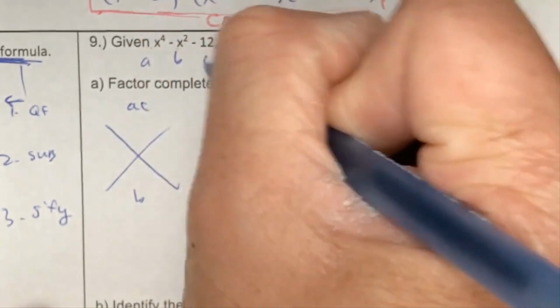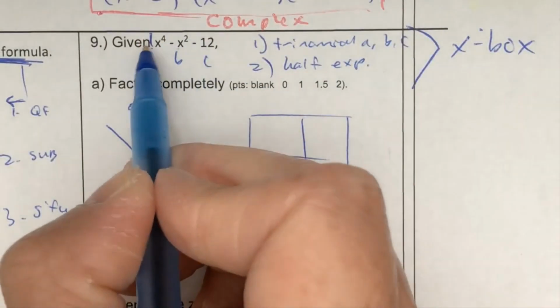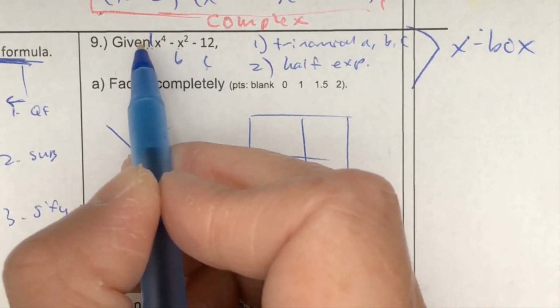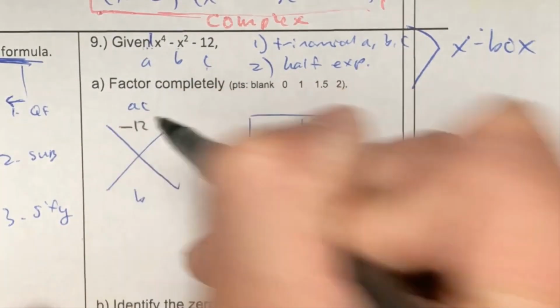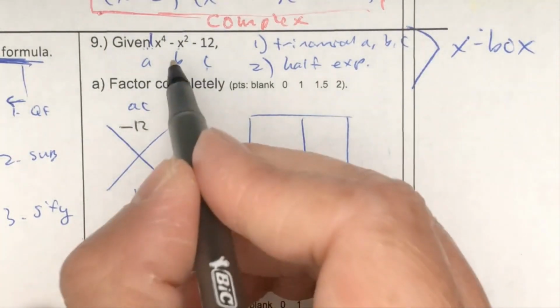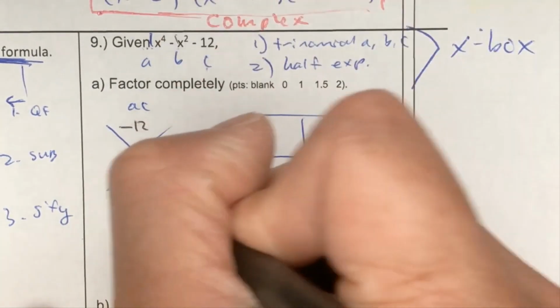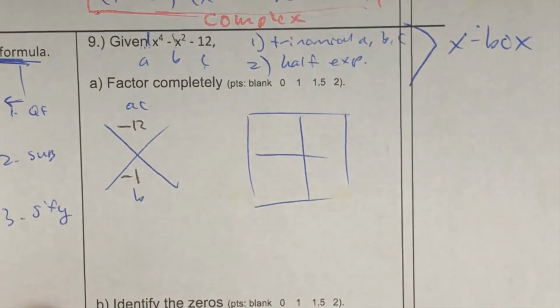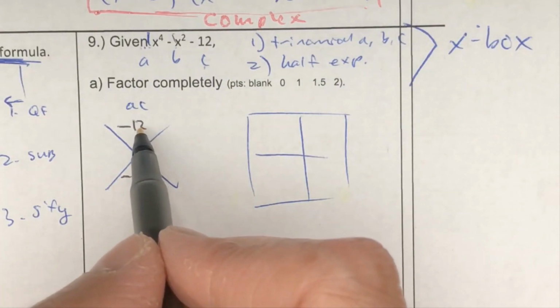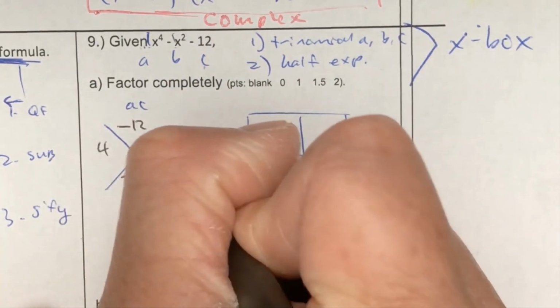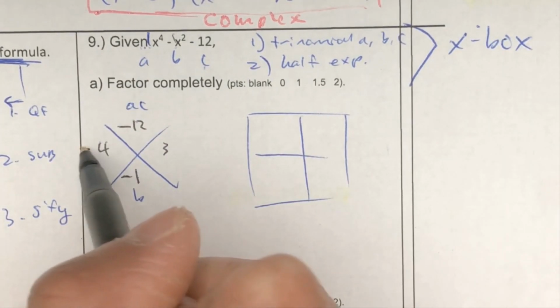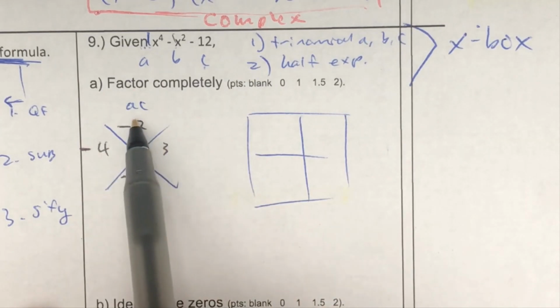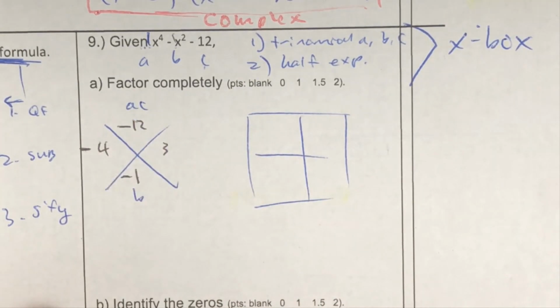Your A, B, and C: your A value is 1, so A times C, 1 times -12, is going to be -12. And then my B value is going to be -1. Two numbers that multiply to be 12 are 4 and 3, and they need to add to be -1, so -4 times 3 is -12, and adding those together, you get -1.